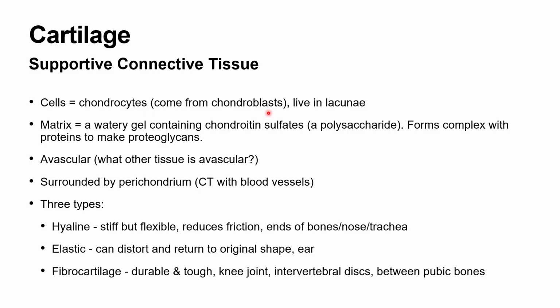Blast cells build. Now, the components of our cartilage is going to be that there's going to be a watery gel, which is going to be called the matrix. Now, this matrix is going to contain a fair amount of what are called chondroitin sulfates, which are going to be made up of a polysaccharide. So these are going to end up coming together with our proteins to make proteoglycans. The proteoglycans are going to be what gives our cartilage its overall structural support.